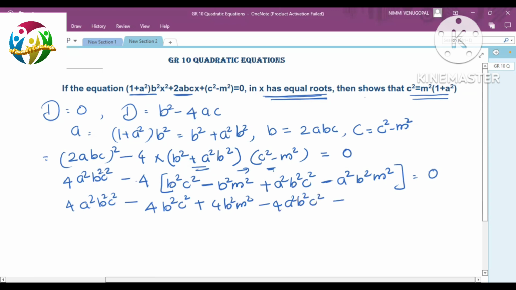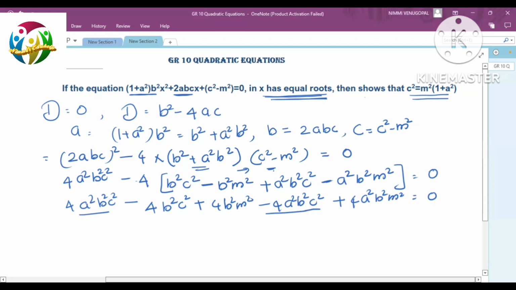Minus into minus plus 4 a square b square m square equal to 0. Now we open all the bracket. Now if you look at here, 4 a square b square c square and minus 4 a square b square c square.